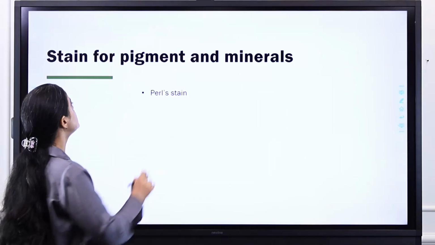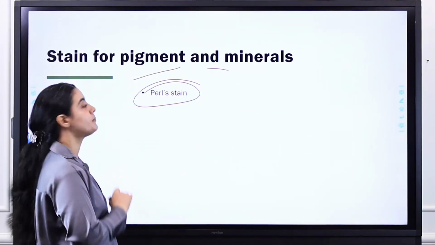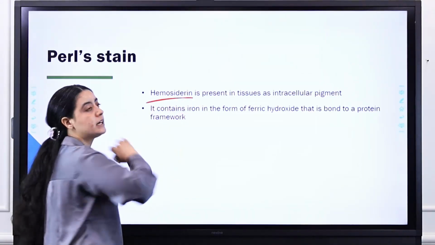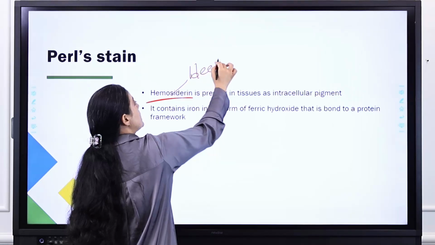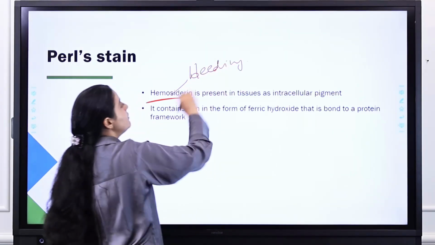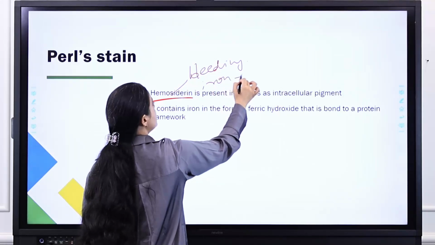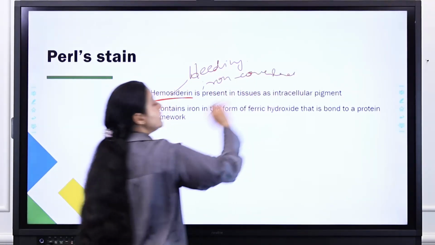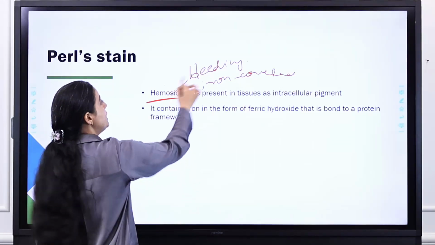Now we have stain for pigment and minerals. We have only one stain, Pearl stain. So what is hemosiderin? Hemosiderin is a condition which is observed in bleeding, when there is extreme bleeding, or when there is iron overload, a content of iron overload in the patient.